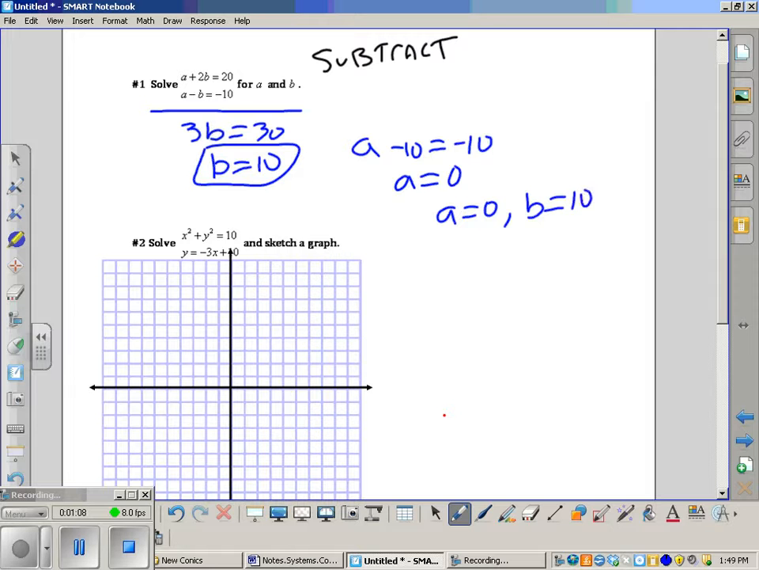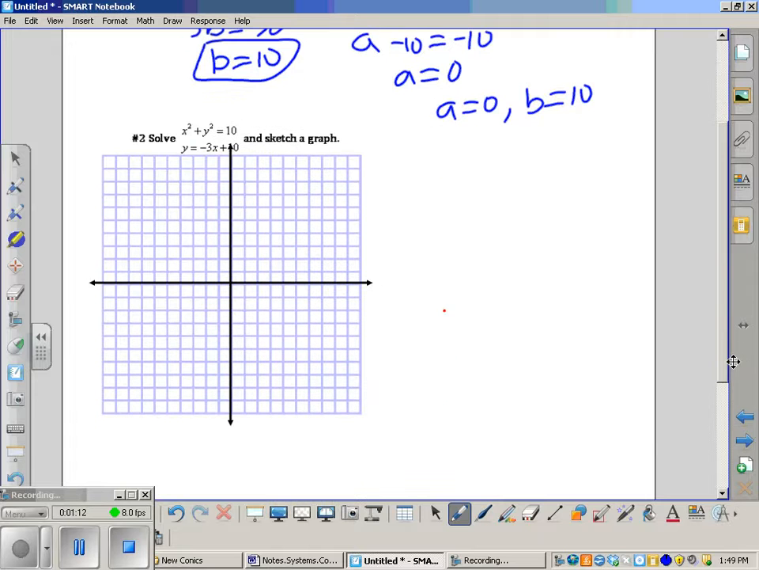Second problem, we have x squared plus y squared is 10. That's going to be a circle with radius of a little bit more than 3. And so there's a rough sketch. And then we have a line, which is hard to see there, but on your paper you can see it is negative 3x plus 10.